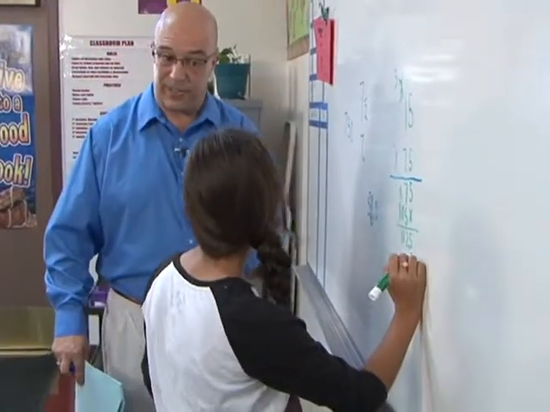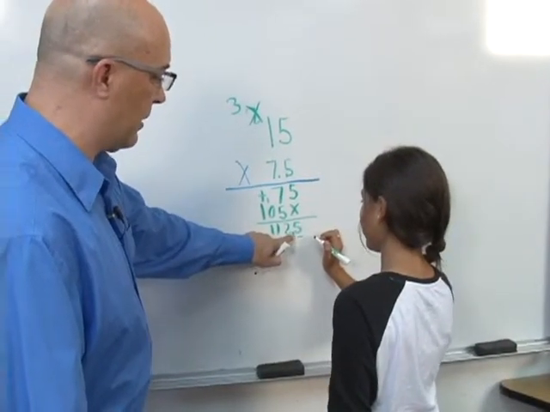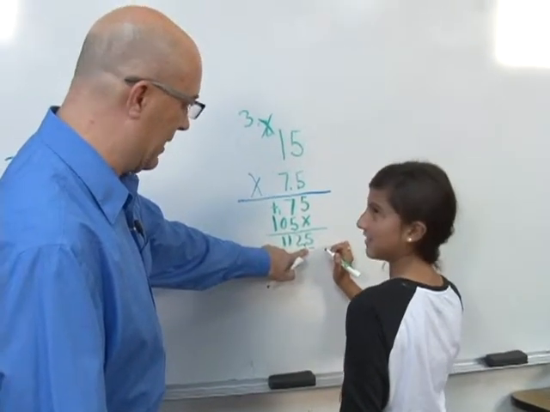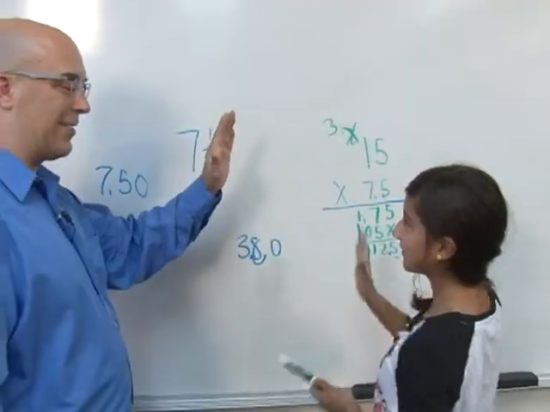Tenths. Tenths, right? So let's go ahead and say it. 112.5 and 5 tenths. There you go. 112 and 5 tenths. Nicely done. It's a lot of clothes, isn't it? Yeah.